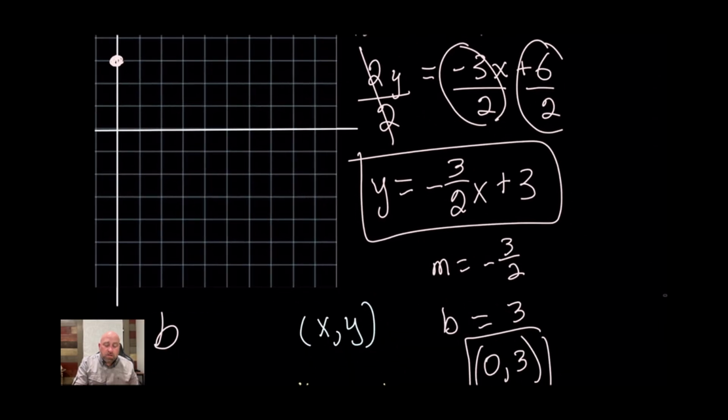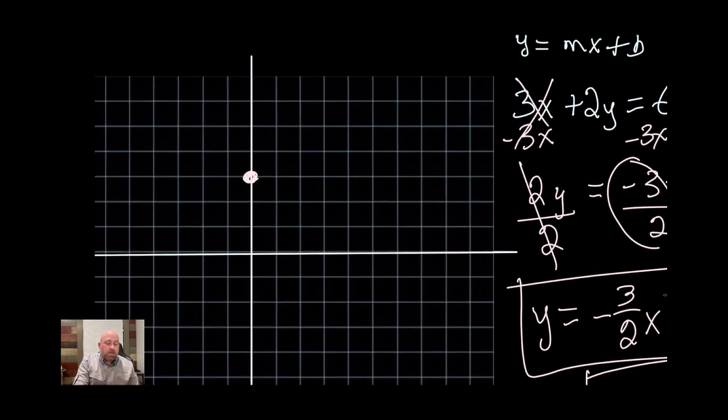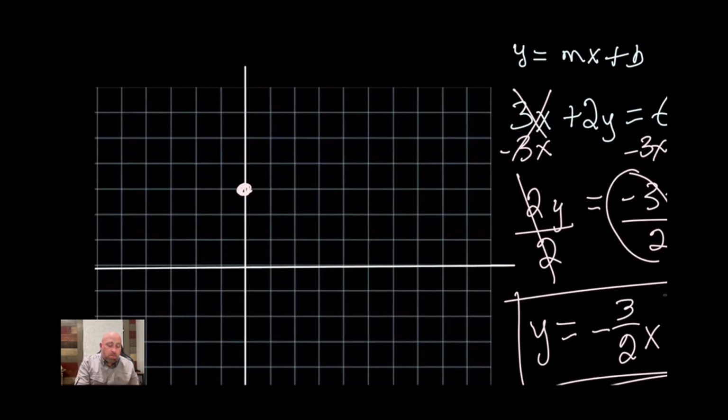Now we're going to use the slope to give us our second point. Our slope is negative 3 over 2. So negative 3 means we're going back down 1, 2, 3, and then 2. 1, 2. Okay, so there's our point right there. There's our second point. And now we're ready to draw our line. Okay, it's that easy. Sometimes I wish I could make these things harder, but it's that easy.